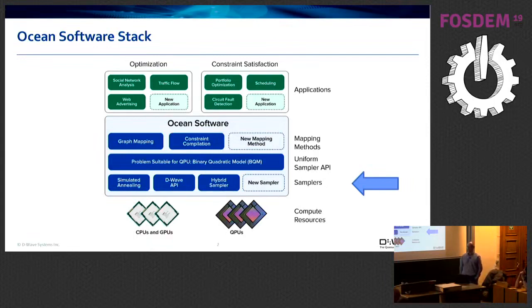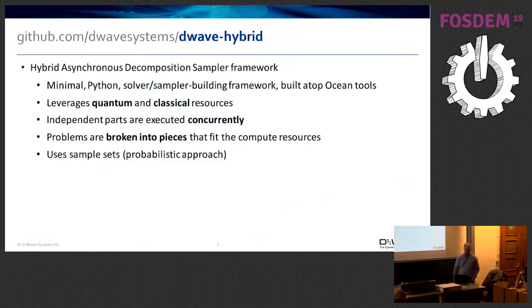However, the problem Alex mentioned was what if your problem is too big to fit the QPU, then you need to resort to decomposition. You need to slice the problem into smaller problems and solve each small problem on a QPU. And D-Wave Hybrid is a framework we developed that fits in this layer of samplers. It allows you to construct a new sampler, which is a decomposing sampler. So hybrid stands for actually Hybrid Asynchronous Decomposition Sampler Framework.